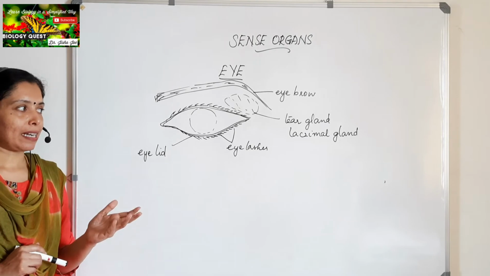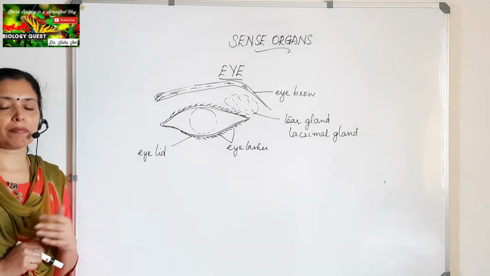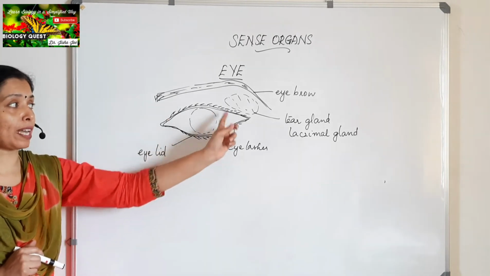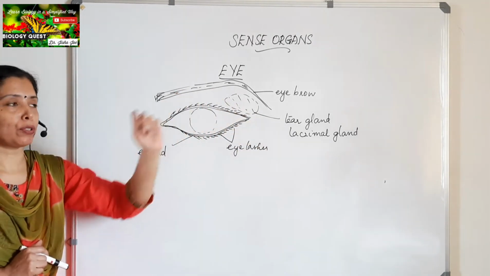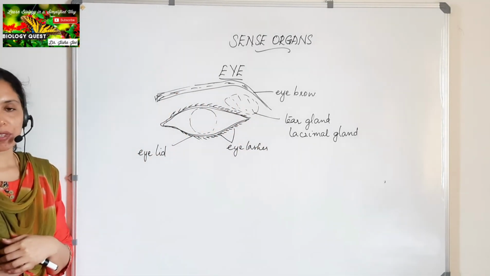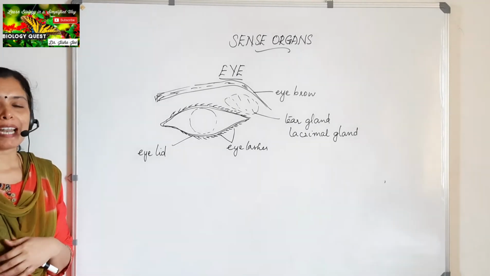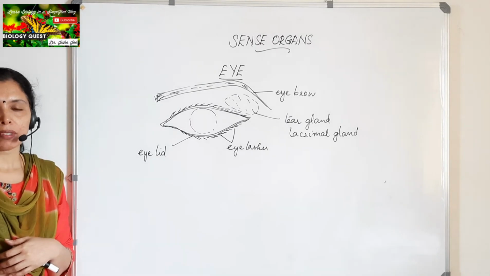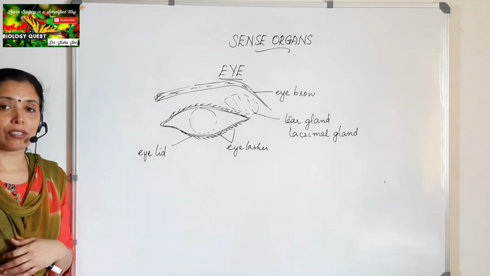So, the location and function of the lacrimal gland can be asked. Where is it located? It is located on the upper sideward portion of the orbit of the eye, and the function of the lacrimal gland is to secrete tears. Now there are 4 functions of tears.